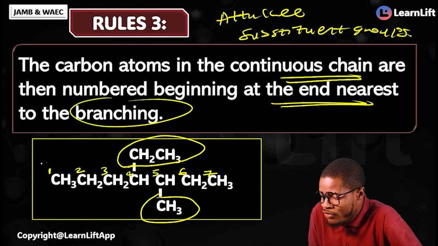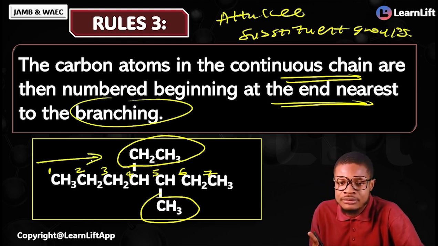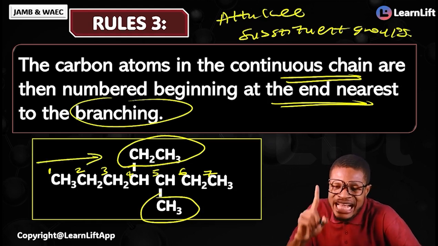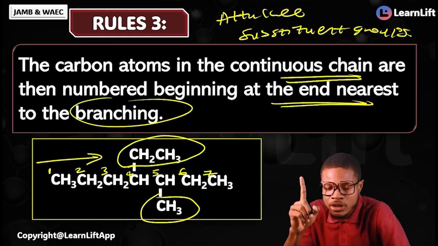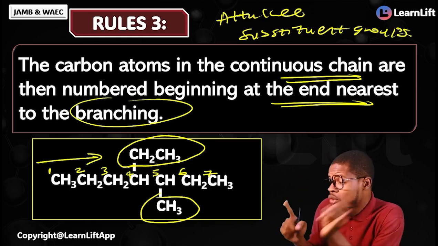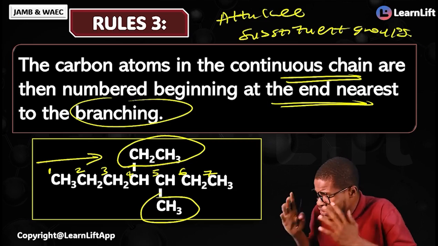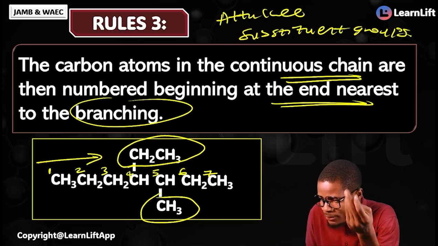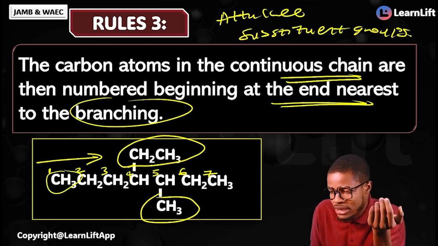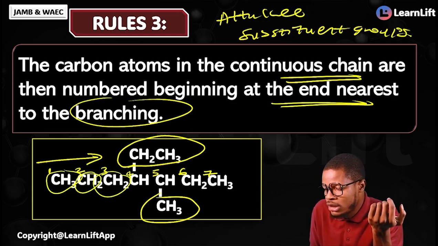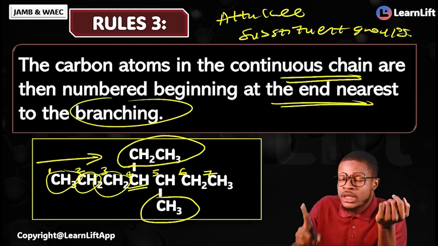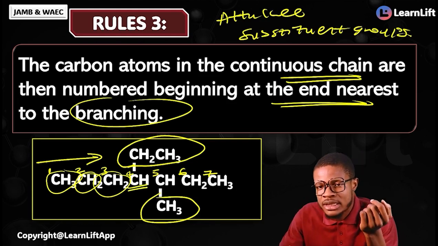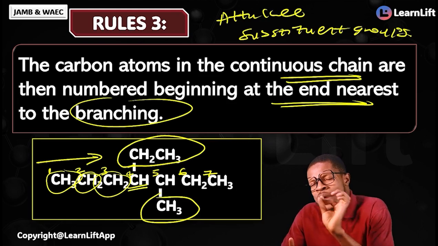Now, look at it. If we are numbering the way we just numbered, at what carbon will we get to the first substituent? Carbon 1, no substituent. Carbon 2, no substituent. Carbon 3, no substituent. Carbon 4, we have our first substituent. Is that how we are going to number?